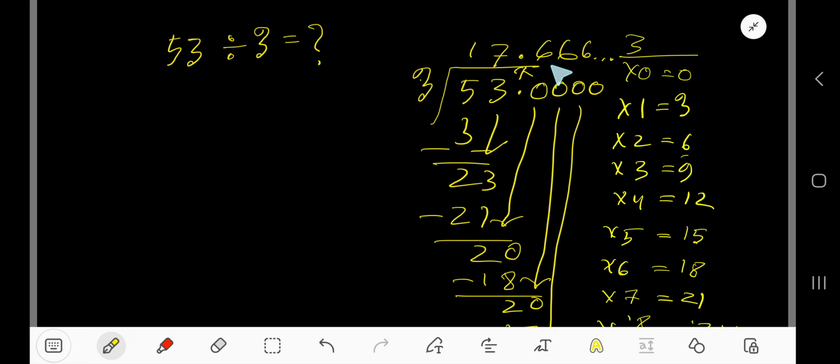So our answer is 17.666 and so on. You can place a bar over the 6 to mean that the 6 is repeating, so our answer is 17.6 bar.